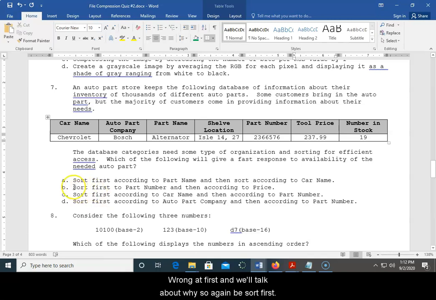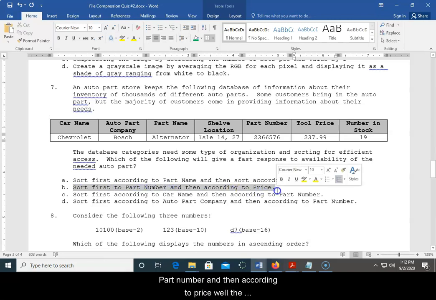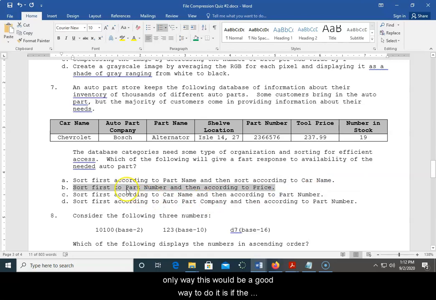So again, B, sort first the part number and then according to price. Well, the only way this would be a good way to do it is if the customer came in with the part number. And again, most customers come in and they're like, I need an alternator. They don't come in and say, I need part number 123 ZXY FFF or whatever. They would never remember the part number. All they would remember is what the part name is. So B is wrong. You would never want to sort the information like that, okay?